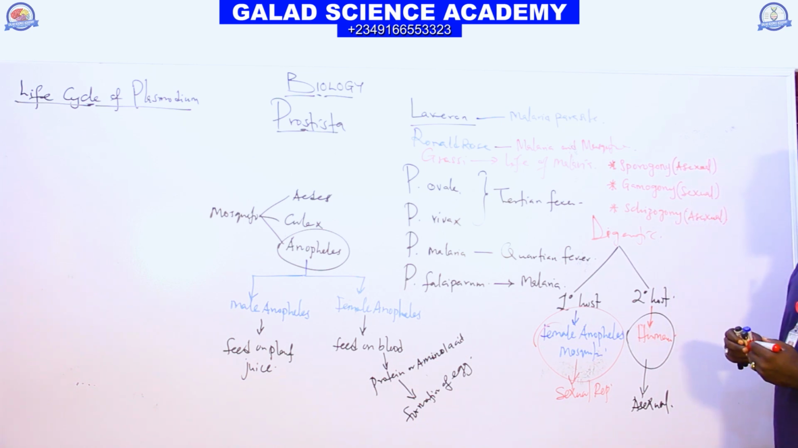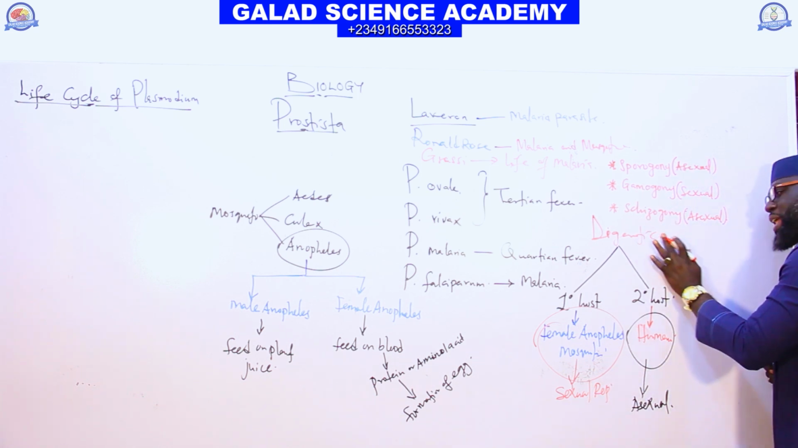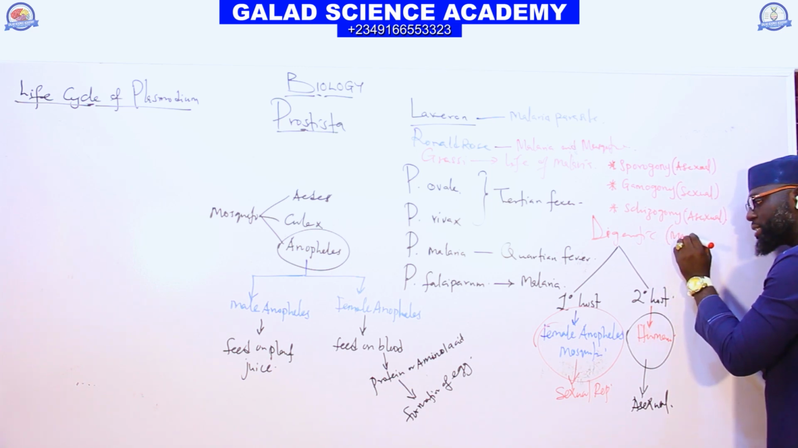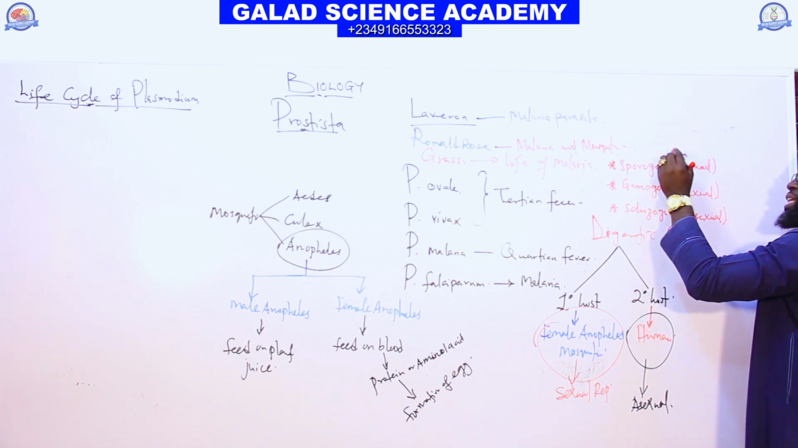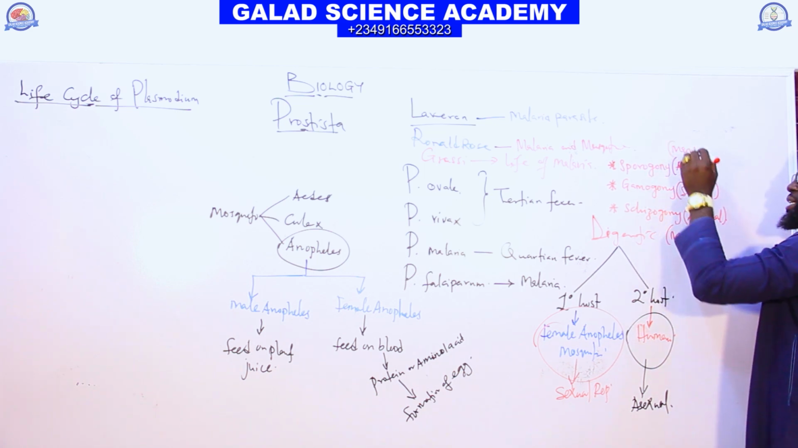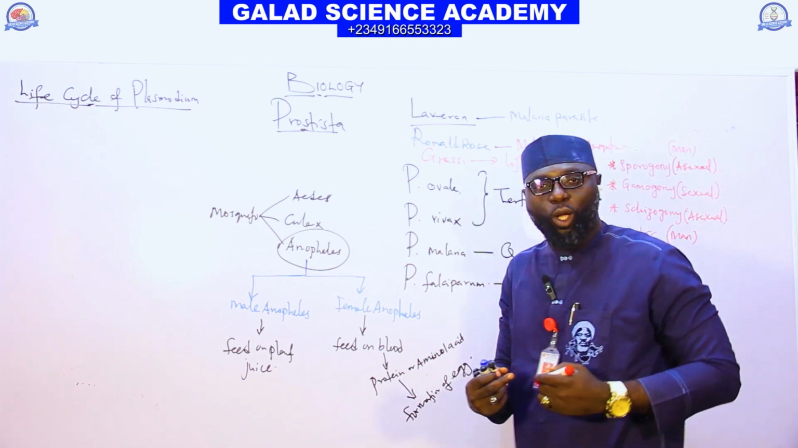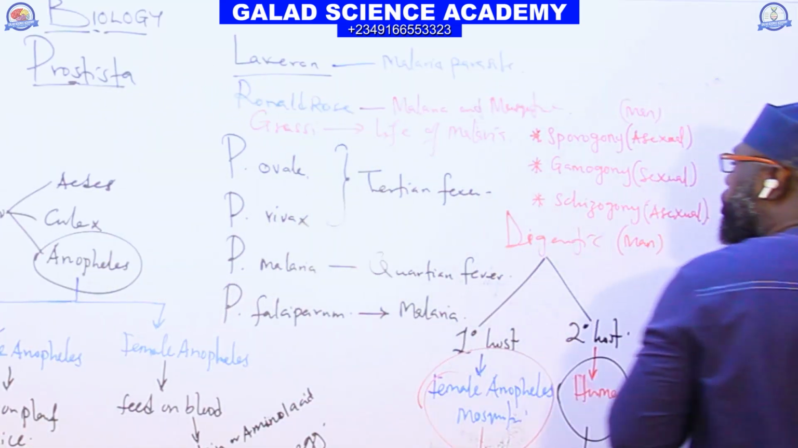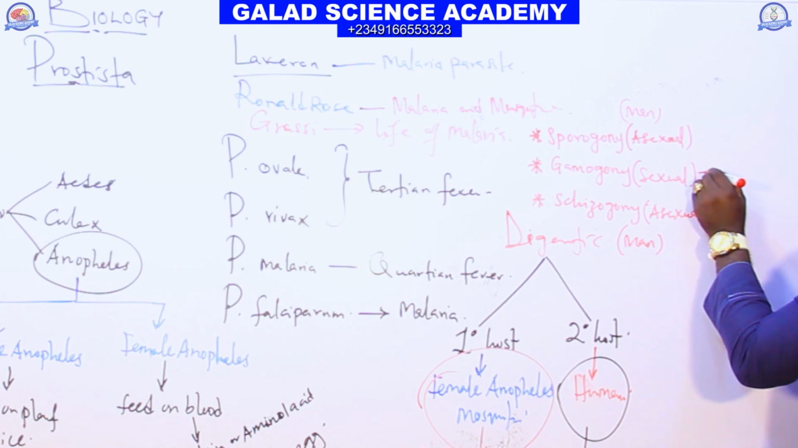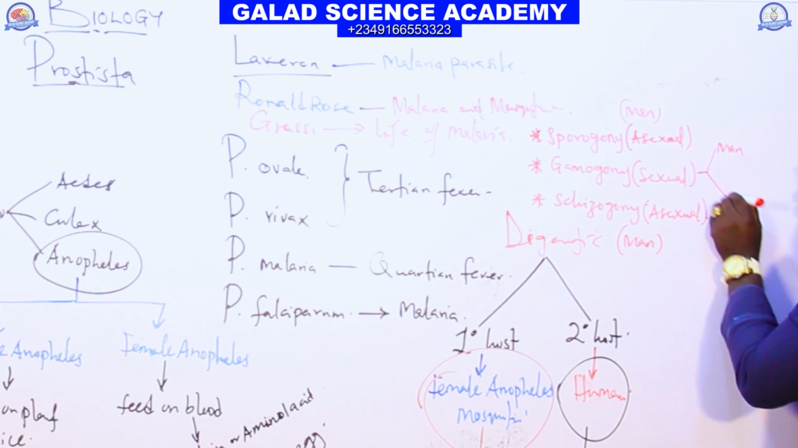But this zygogony completely takes place in man. Sporogony also completely takes place in man. But the gamogony starts from man and completes its cycle in mosquito. This gamogony starts with the man's body and completes its cycle in mosquito.